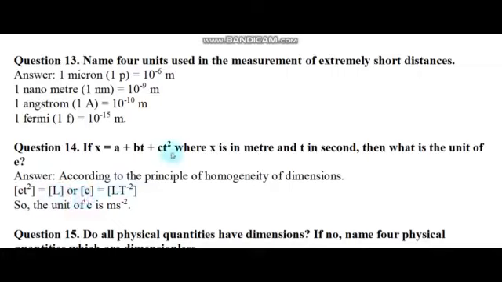So the constant c will be an acceleration. This is displacement, this is velocity, then this is acceleration, meter per second square. Because the denominator second square cancels with the time second square, we get displacement. So the dimension of this is displacement, this is displacement, plus this whole displacement. When everything is homogeneous like this, it is called the principle of homogeneity. Next, moving to the 15th question.